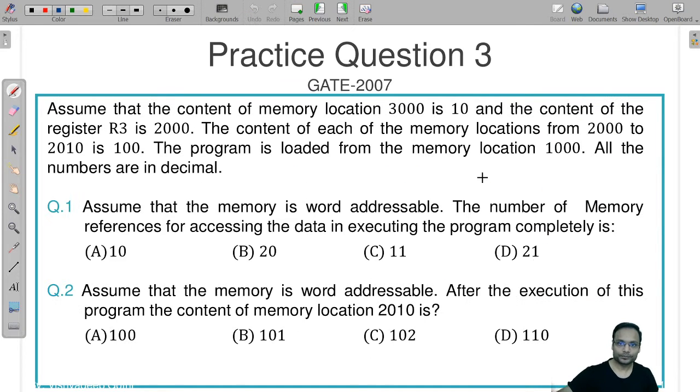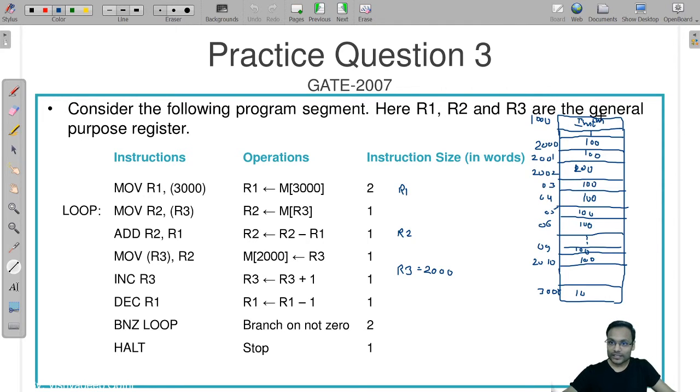Further, what is given? Assume that memory is word addressable. As of now I am ignoring this statement because it is not needed for the current purpose. I'll explain a little later what word addressable memory is. The number of memory references for accessing the data in executing the program completely is asked. So I have to access the memory only for data, not for instruction access. Only for this data, how many memory references are required?